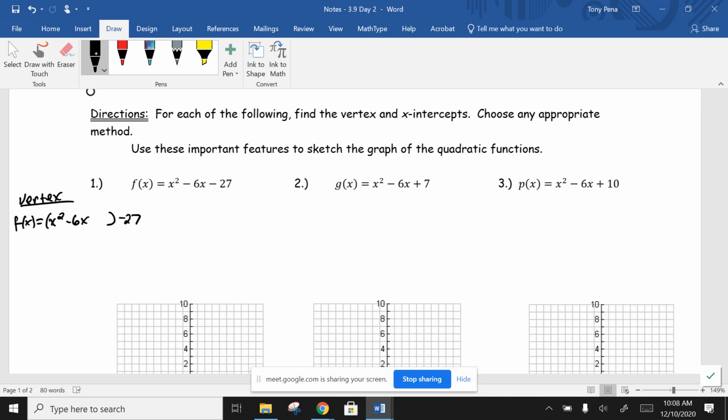All right, this hopefully we're pretty good at. We're going to take that negative 6, we're going to split it into 2. That gives us 3. So we would have 3 times 3, which is a 9. So we would want to add 9 on the inside, which tells us we want to subtract 9 on the backside. So our vertex form then should be x minus 3 times x minus 3, and then negative 27 minus 9, that's negative 36. That's our vertex, 3 and then negative 36.